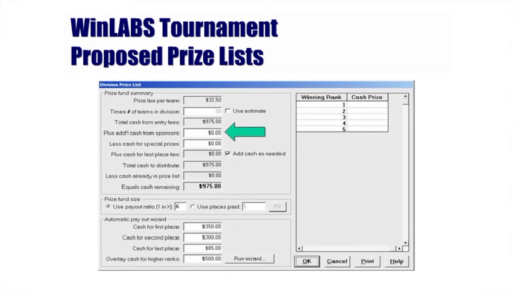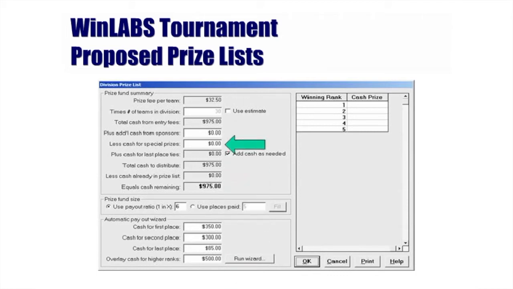The fourth field on the list, called Additional Cash from Sponsors, allows you to add cash to the overall prizes for the division. Any money added here would be dispersed evenly to the recipients along with the prize fee money. If a sponsor wanted to provide additional cash for first place, you would not enter it here. Instead, you would create a prize list using the prize fees alone and add the money to the first place after the list is established.